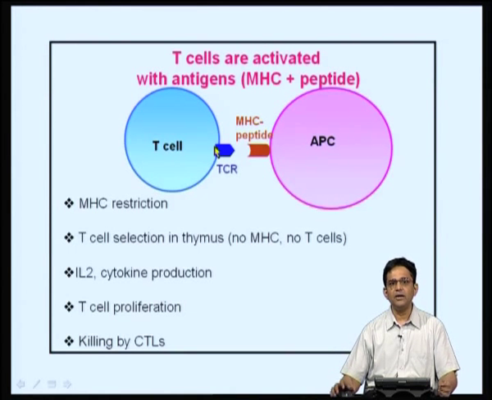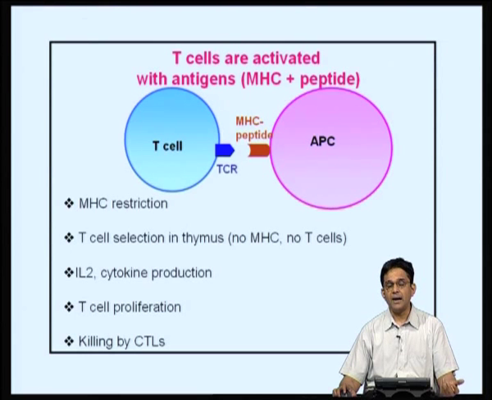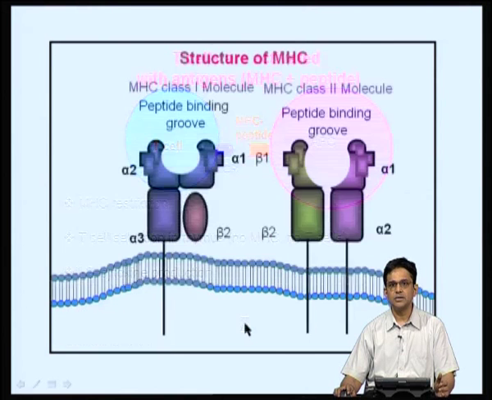Of course, in the periphery, once T cells get activated by APCs, it will result in IL-2 and cytokine production, and T cell proliferation primarily by CD4 positive cells. This interaction also results in the differentiation of CD8 positives into CTLs, and then ultimately the killing of the target cells, the ones that are presenting this MHC, by the cytotoxic T lymphocytes. So, this is a broad overview of what we had discussed in the past few lectures.